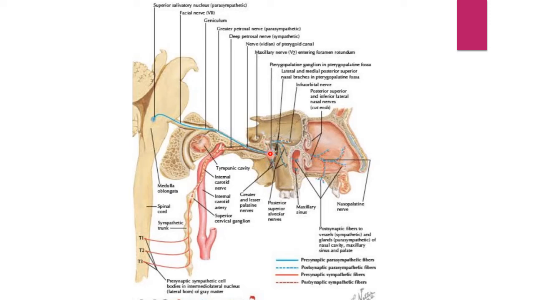The sensory root comes from the maxillary nerve, through which the ganglion is suspended in the pterygopalatine fossa, and then postganglionic branches arise and supply the mucous membranes and mucous glands of the nose, paranasal sinuses, hard palate, and pharynx, plus secretomotor fibers to the lacrimal gland.